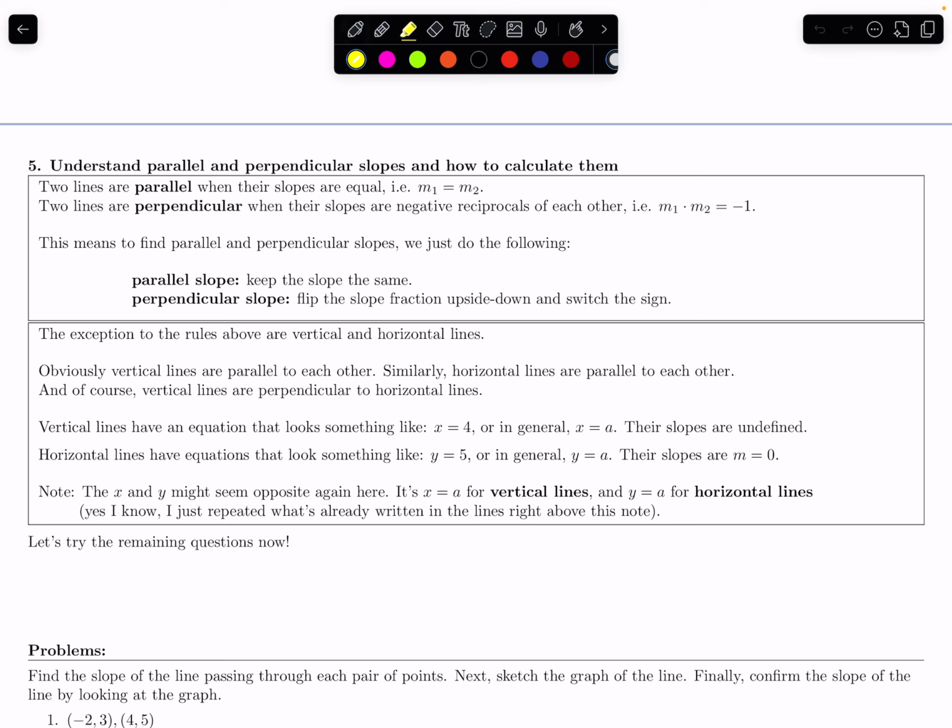Parallel lines, if they're going to be parallel, they should have the same slope, right? So parallel lines, slope is equal. So how do you calculate it? Keep the slope the same, easy. Now perpendicular lines, if one is going up, the other should be going down, right? So one's negative, one's positive to be perpendicular.